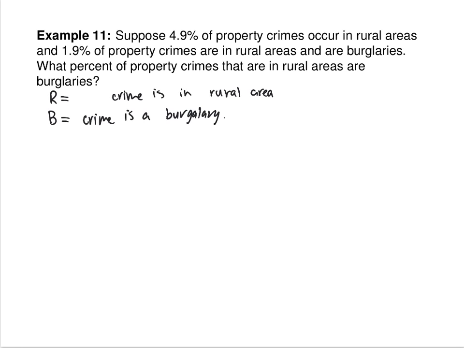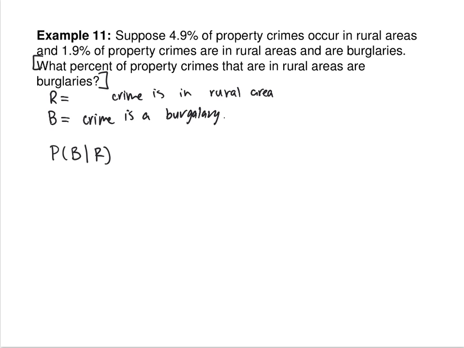So that last part, what that's trying to tell you is that you want P of B given R. Does that make sense? What percent of property crimes that are in rural areas are burglaries? So it means you know that you're in a rural area, and you want to know what's the chances you're going to have a burglary. So it's B given R because we know that B is the crime, and the thing we know is happening, the thing we're given, is that we're in a rural area.